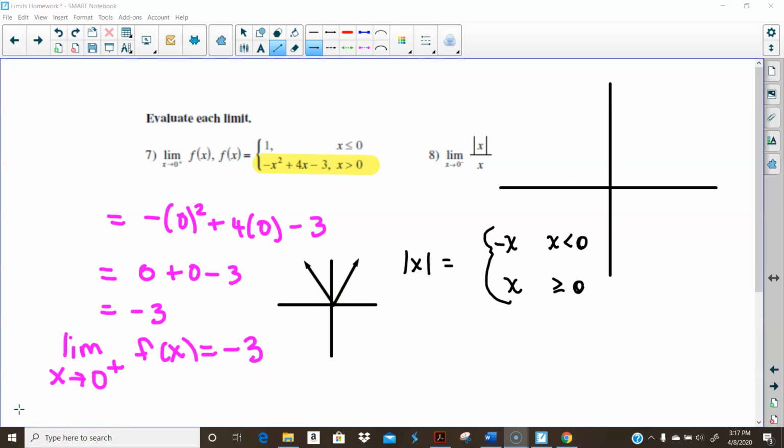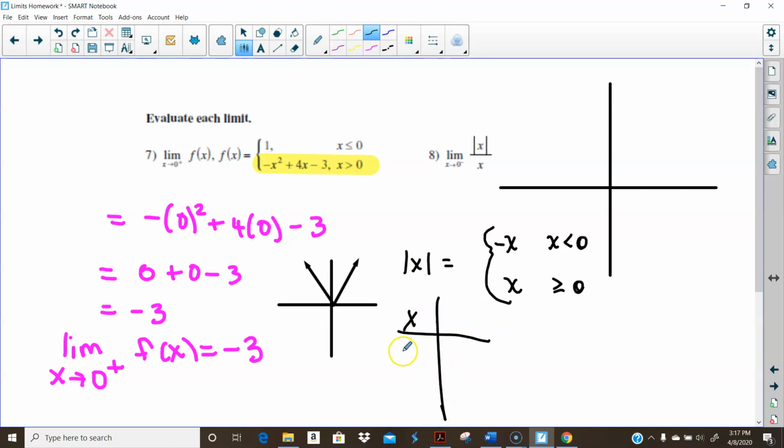Looking at this original problem, if I take 0, which is what I'm approaching from the left-hand side, and I were to directly plug it in, I would get 0 over 0, which is indeterminate. So that's not going to work. But I want you to see the behavior of this graph because it always ends up being the same. So if I were to take a table and plug in, let's start with negative 2.